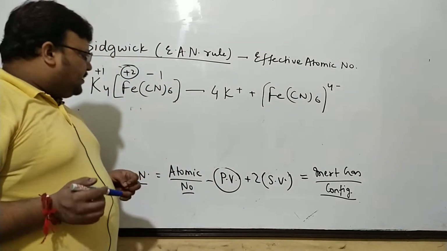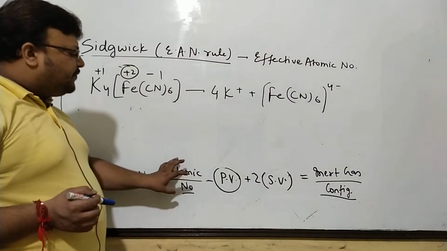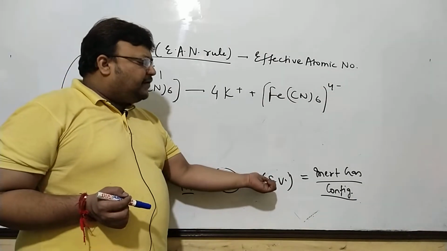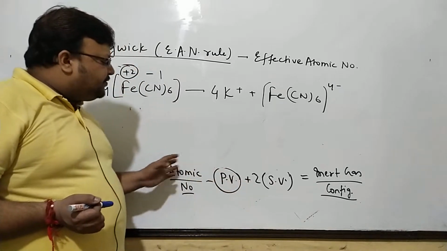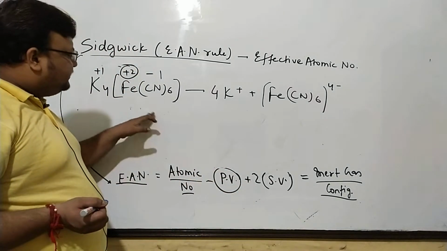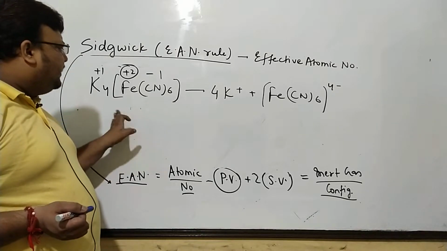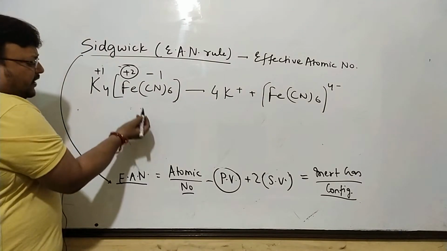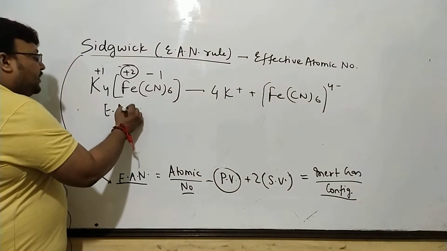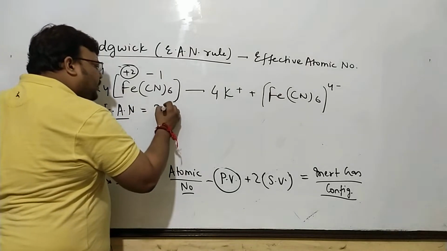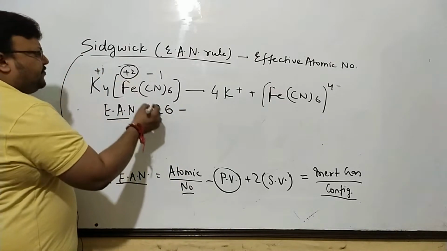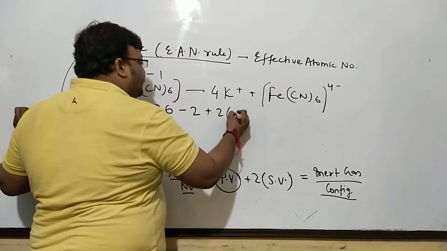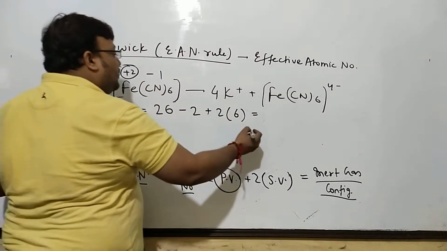How do you calculate effective atomic number? It's supposed to be atomic number, which is the number of electrons to begin with, minus the number of electrons lost in primary valency, plus 2 times secondary valency, which is the number of lone pairs accepted. So this is the total number of electrons around the central metal. And suppose I find EAN for this particular complex, naturally iron is 26, atomic number is 26. So here effective atomic number would be 26 minus, the primary valency is 2 and the secondary valency is 6. So 26 minus 2 plus 2 into 6, and it would add up to 24 plus 12, which is 36.